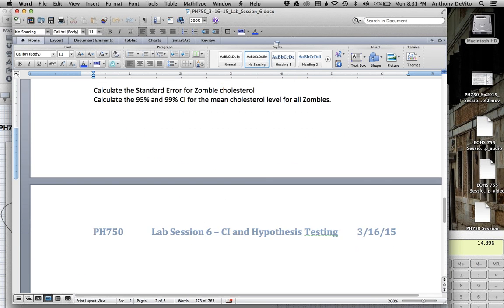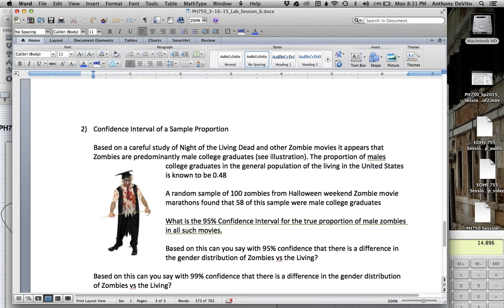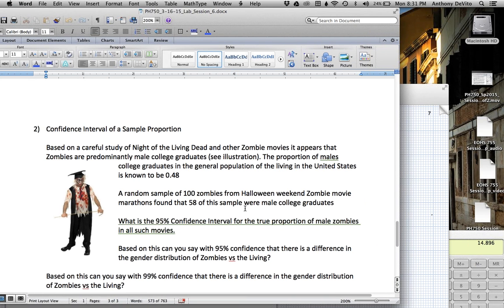And I got one last problem for you guys to play with. Okay, based on a careful study of Night of the Living Dead and other zombie movies, it appears that zombies are, do you notice that they're mostly male, right? Not that many female. Male, and they seem to be college graduates. There's one right now. He was in a Hunter program. I remember him as a student when he was still living. He's still wearing his cap and gown.